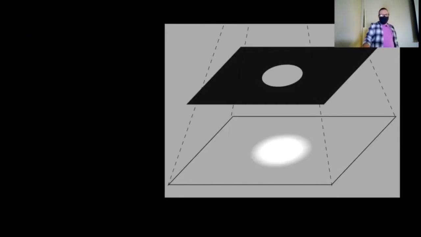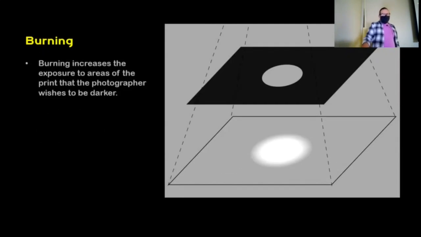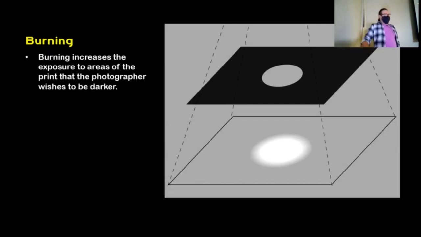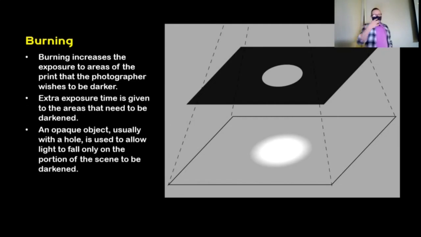Then we have what's called burning. Burning is when you have an area of the photograph that needs to be a little darker. So you expose that area to more light. You give a little extra exposure by using, normally, a piece of black light-tight cardboard with a hole in it that allows a little extra light to get on the portion that you want to burn, as it's called. It's called burning because you're making it darker. You're exposing it to more light.